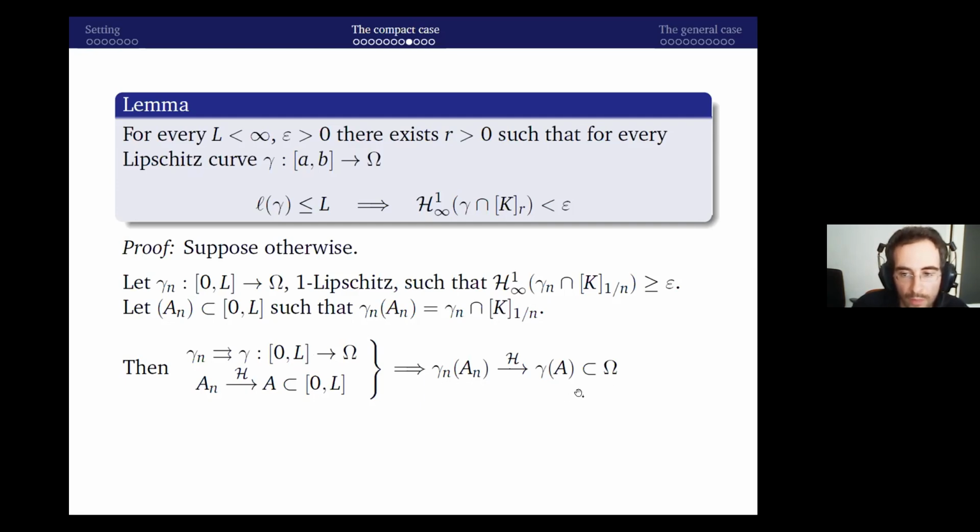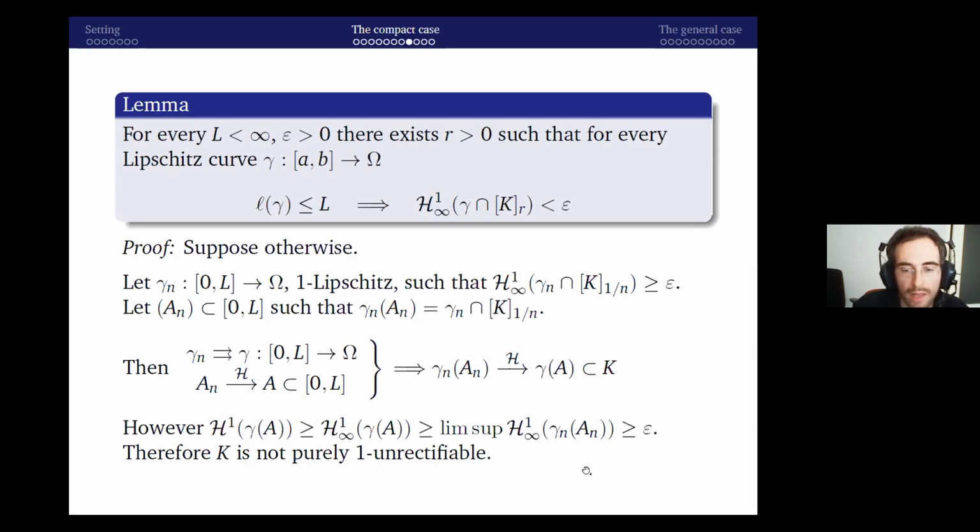And in fact, we have something more here, because these images are contained in smaller and smaller neighborhoods of K. So as we pass to the limit, we get that the limit is actually contained in K. And finally, we apply the fact that the Hausdorff content is upper semi-continuous with respect to the Hausdorff metric, which means that in the limit, this set here also has content at least epsilon, and therefore its Hausdorff measure is positive. And this is exactly negating the fact that K is purely one-unrectifiable, which is our only assumption for this theorem, because this is exactly the opposite of the definition of pure unrectifiability.